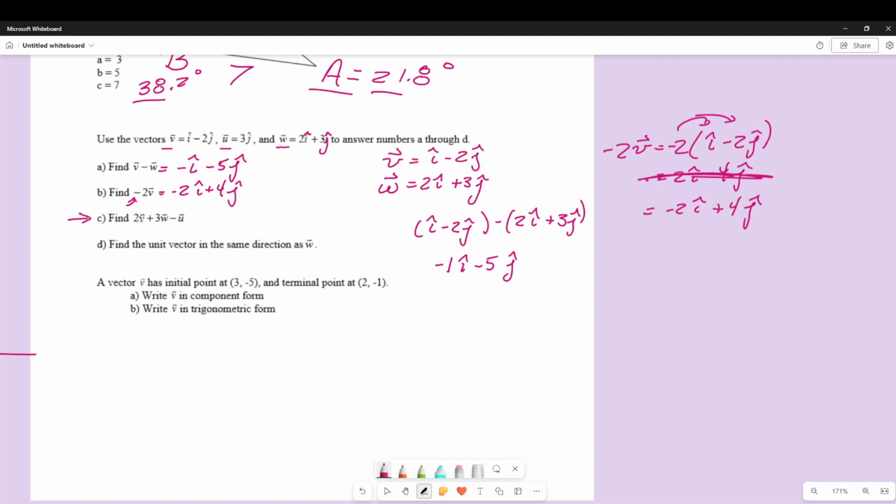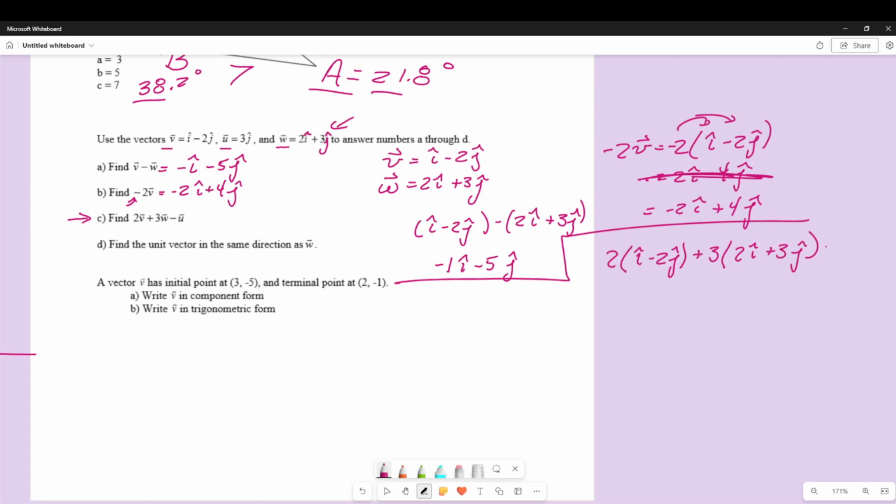Now this one's got more pieces in it, which might seem like it's going to make it more complicated, but as long as we're comfortable with the notation, it's really just tracking that notation. 2 times V, and V is again I hat minus 2 J hat, plus 3 times W. W should be 2 I hat plus 3 J hat. Sorry about that typo up here.